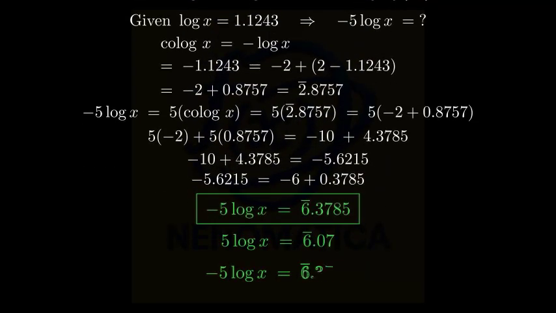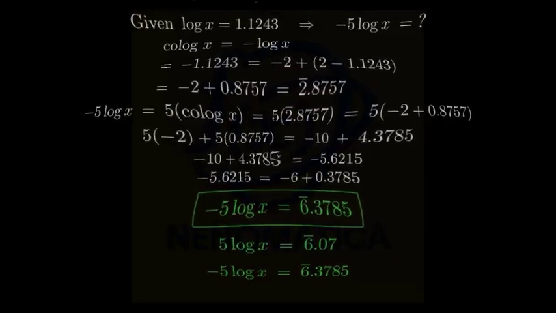Summary. When multiplying a logarithm by a positive number, multiply normally and keep the mantissa positive. When the multiplier is negative, switch to the cologarithm and multiply by the absolute value. Our answers are 5 log x equals bar 6.07 and negative 5 log x equals bar 6.3785.